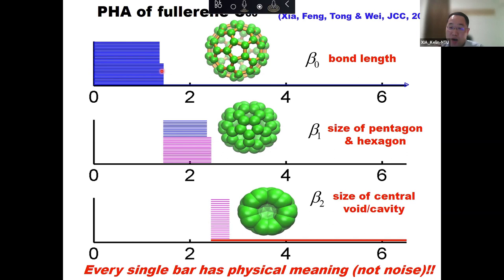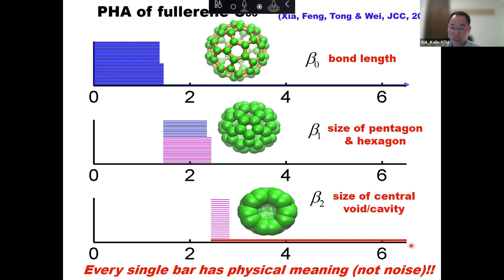And then we have these 31 bars. If you check, we have the shorter ones, about 11 of them, and the longer ones, about 20 of them. So they correspond exactly to the 12 pentagon and the 20 hexagon structures. Since we are using the Vietoris-Rips complex, we have some other short bars from the hexagon structures. And then we have these long persistent bars, which represent the big void in this structure.